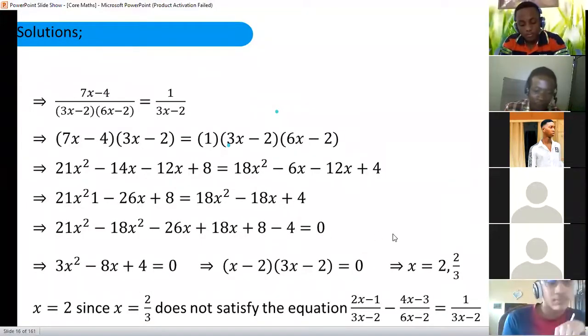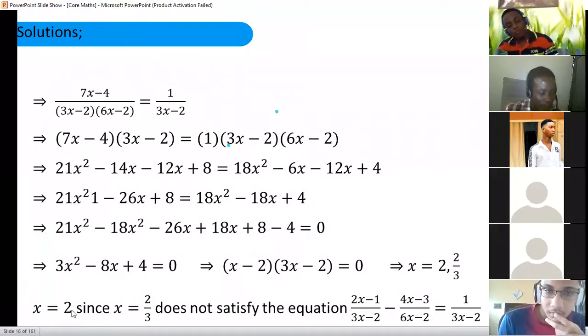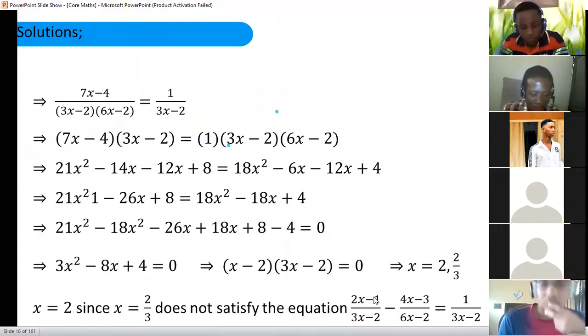But when we substitute 2 over 3 into the equations, we are going to get undefined expressions. So the undefined expressions do not satisfy the equations at both sides. We need not get undefined expressions. That is why we said x is equal to 2, since x equals 2 over 3 does not satisfy the equation.